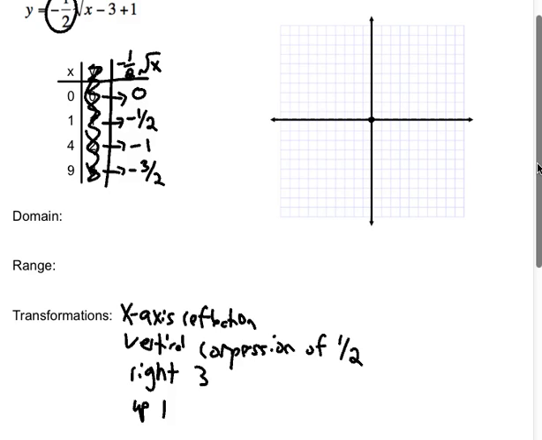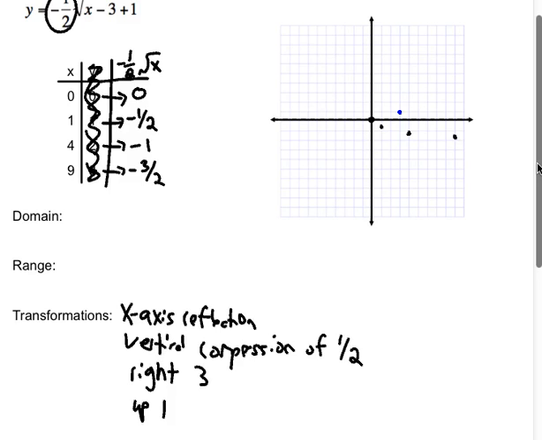I have 0, 0. I have 1 and then negative 1/2. I have 4 and negative 1. Then I have 9 and negative 1.5. All right, so those are the points I have so far. Okay. Now let's shift them, because now recall I have to shift everything over to the right 3 and up 1. So I'm going to start with that first point at 0, 0. Right 3, up 1 would land it right there.